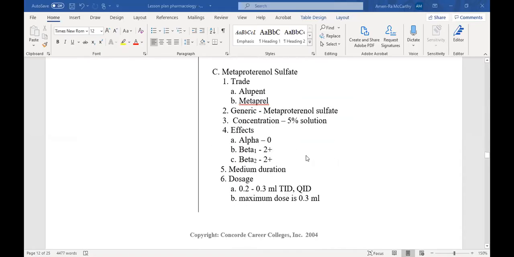Somebody else came out with metoprolol sulfate. All right, so let's just say Ms. Woods came out with metoprolol sulfate. Now, this one has 2 trade names, Allopent and Metoprel. Metoprolol sulfate is a sympathomimetic drug. That's the generic name. The trade name is Allopent or Metoprel.